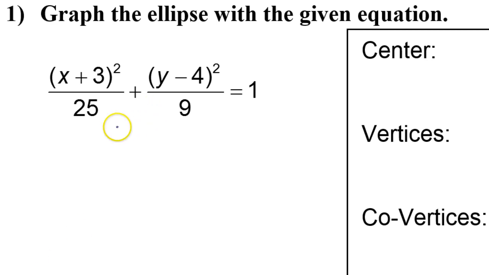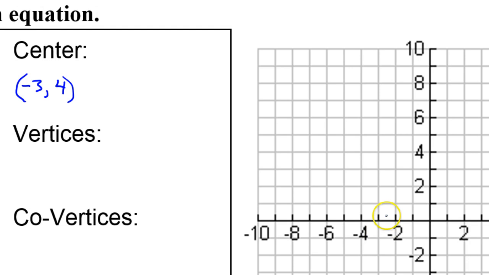All right, the easiest thing to do with number one is to start with the center. In this form, you can just look for the opposite of this, comma, the opposite of this. So the center is going to be -3, comma, +4. So that means the center is going to be right here at -3, 4.